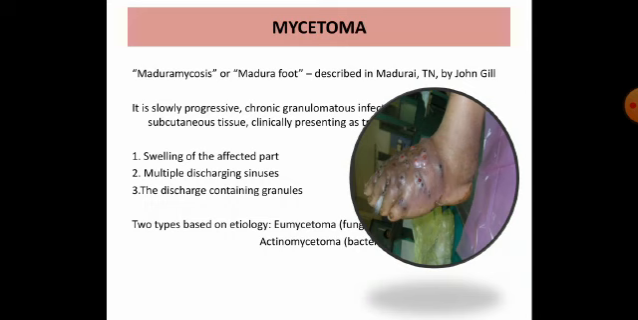The first one is eumycetoma, and the second one is actinomycetoma. If the mycetoma is caused by a fungus or fungi, then it is known as eumycetoma. If it is caused by a bacteria, then it is referred to as actinomycetoma. Actinomycetes, that chapter has already been completed for you all when we did bacteriology.